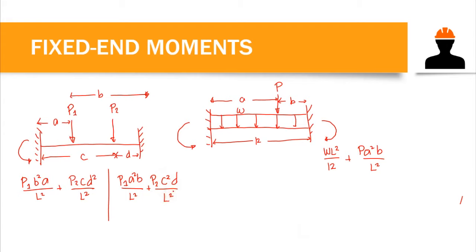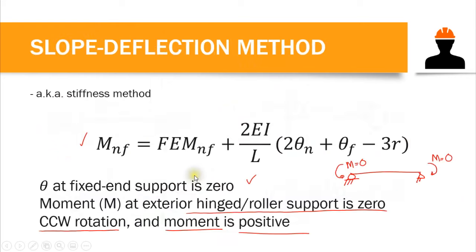Okay, so again, if this is a combination of two or more loads, to compute for the fixed end moment, you need to add the fixed end moments for each load. Okay, so that's how you compute the fixed end moments for the restrained beam with different types of loadings. So again, you need to know this fixed end moment because you will be needing that value in the slope deflection equation.